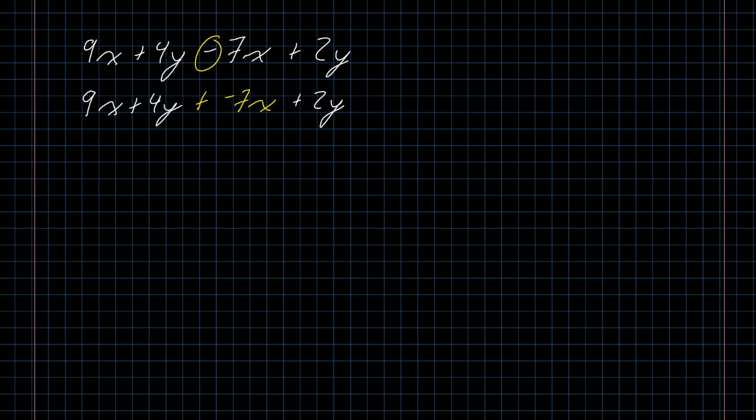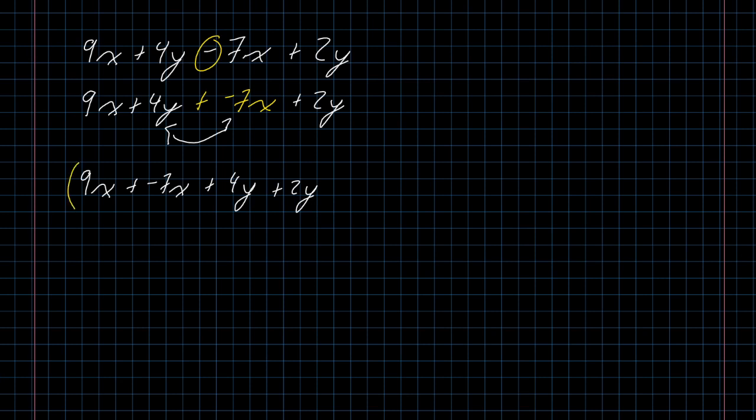But now that I have done that and everything is addition, I can use the commutative property to rearrange these two terms in the middle, so that 9x and negative 7x, then add 4y and plus 2y. The commutative property of addition says that we can reorder the terms of our addition without any issues whatsoever.